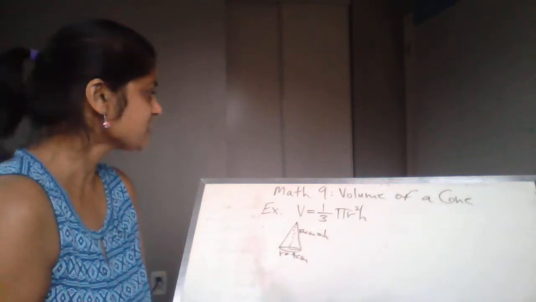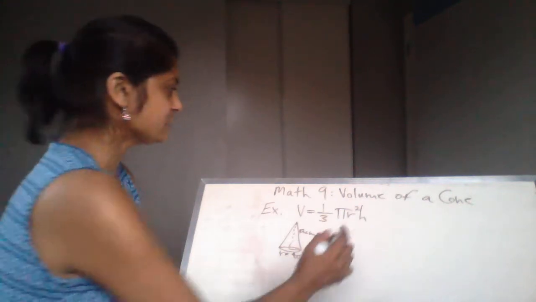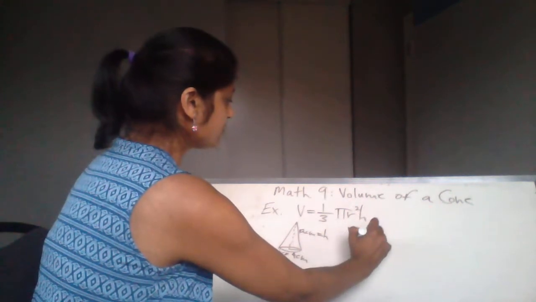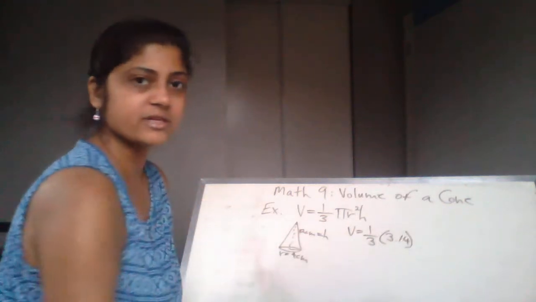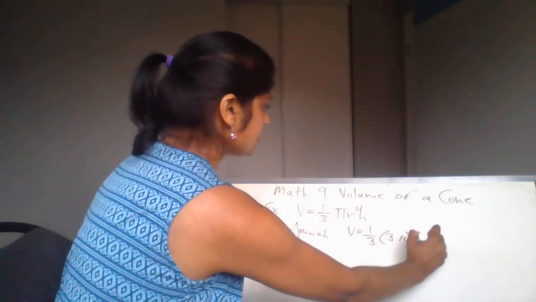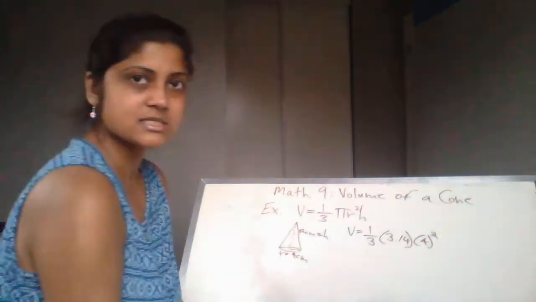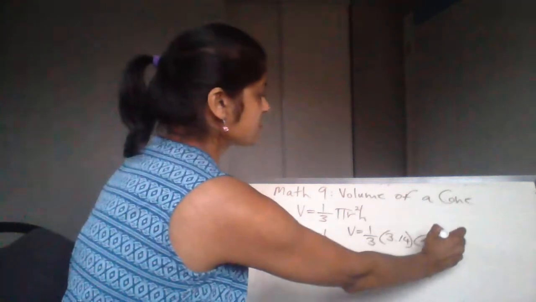All we're going to do here is plug it into the formula. So it's going to be volume equals 1/3, and I'm going to put everything in brackets, times 3.14 times 4 squared. This is the radius. And the height is also given. The height is 12, so times 12.